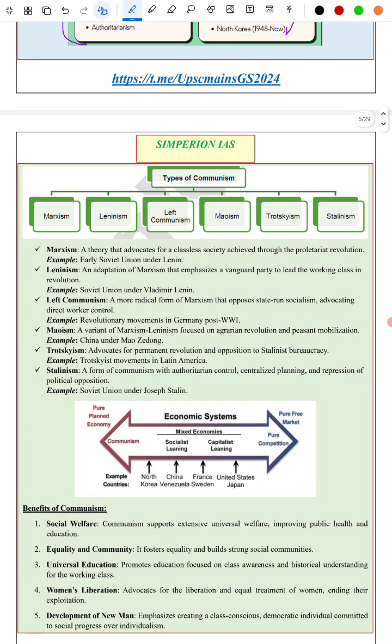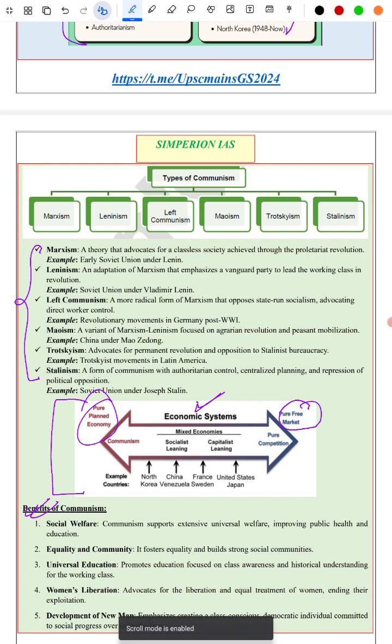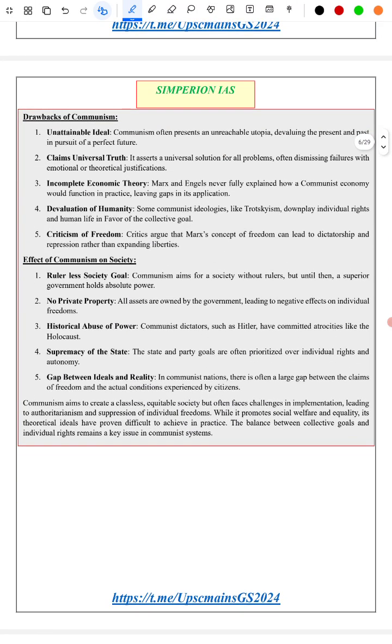Next, we have given the types of communism, explained using an example and a one line explanation for each type. Next, we have given a diagram for the evolution of economic systems, from a pure planned economy to the pure free market economy, showing how the economic system in the world has progressed. Next, we have given the benefits of communism, drawbacks of communism, and the impact of communism on society. We have given 5 points and a conclusion.